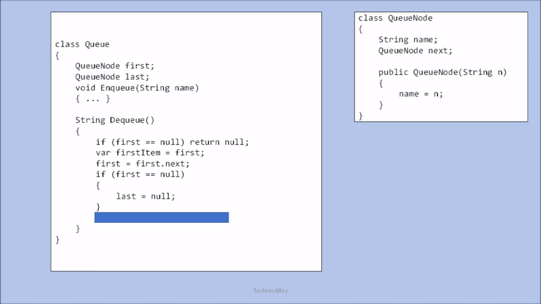Also, if now after moving the front of the queue, it turns out there's nothing left, we need to remember to update the reference to the last element and set it to null. And finally, using the copy of what used to be at the front of the queue, we return the name of that item. And that's it, the entire implementation of a queue done and dusted. Now, you may remember that stacks followed a last in, first out rule. Queues, on the other hand, follow a first in, first out rule. So whoever gets to the queue first will also be served before others.